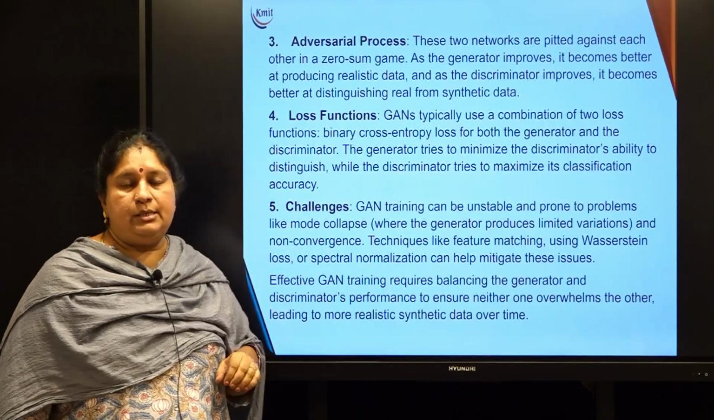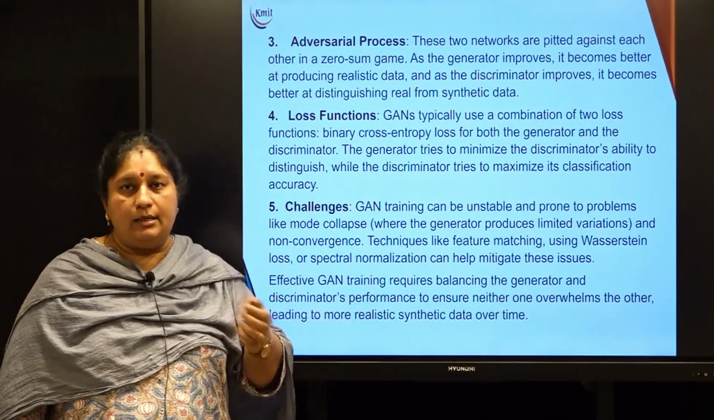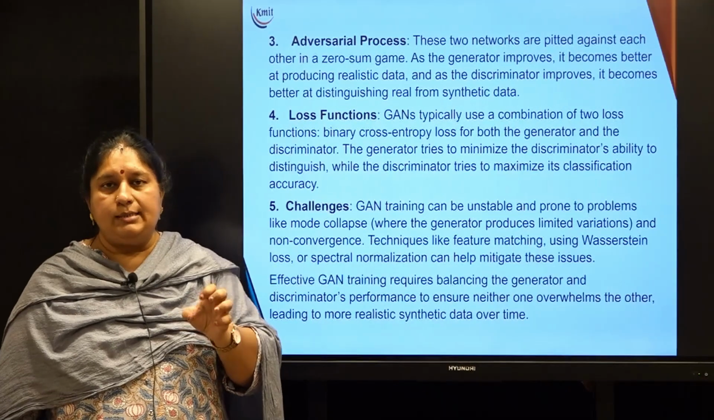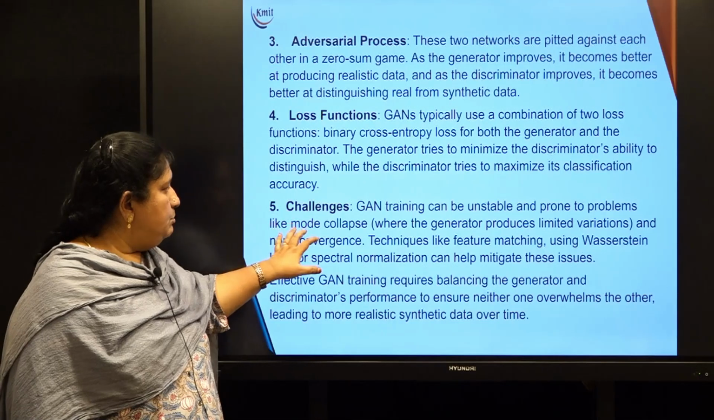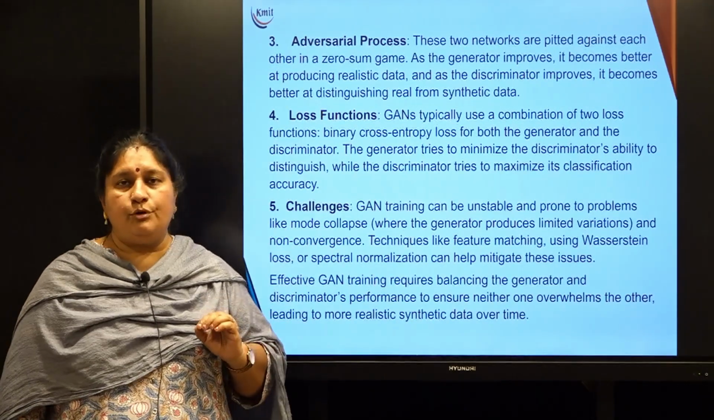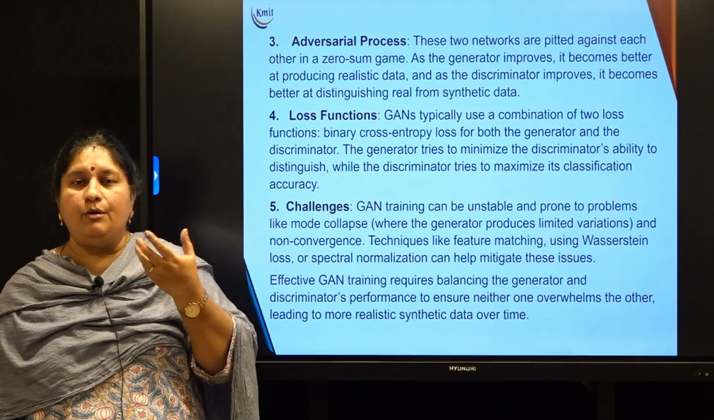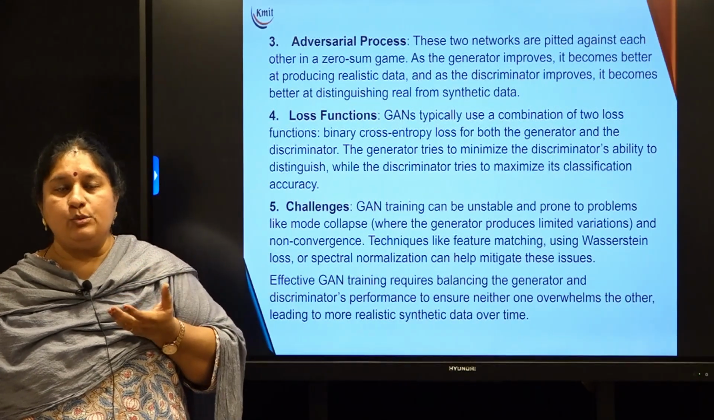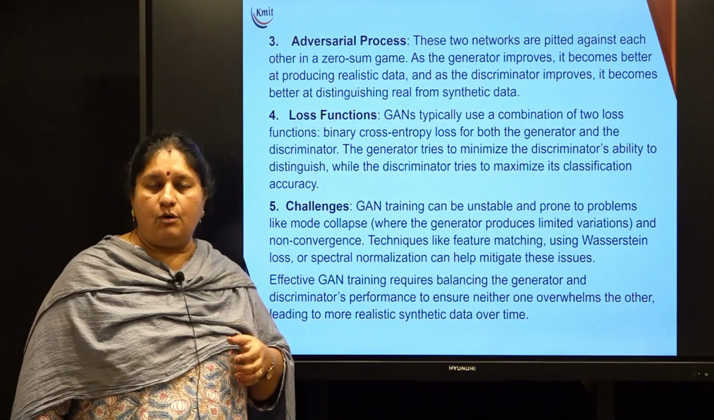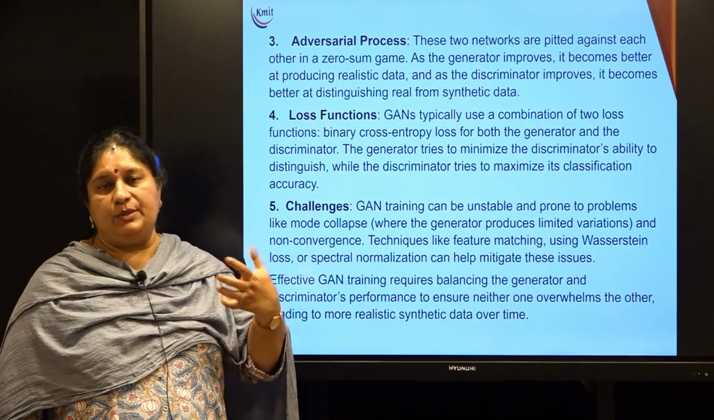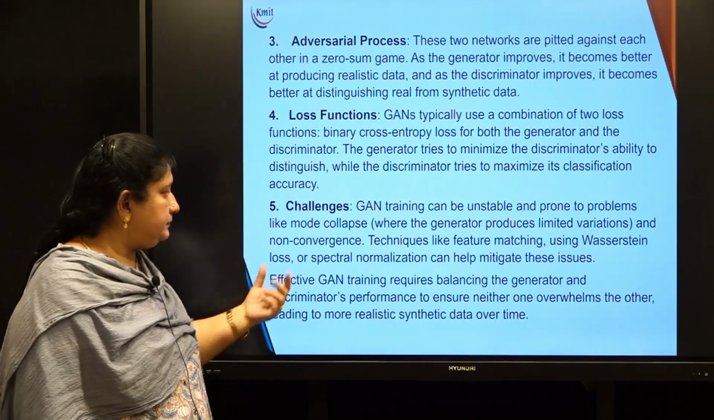Coming to the challenges, sometimes GAN training can be unstable and prone to some kinds of errors. What kind of errors? Like mode collapse. What do you mean by mode collapse? The generator might provide only limited variations. It may not give you a large number of variations while generating the data. And non-convergence. What do we mean by non-convergence? The data that has been generated may not converge towards the realistic data.